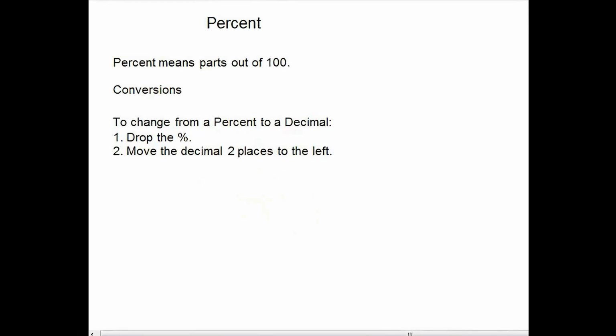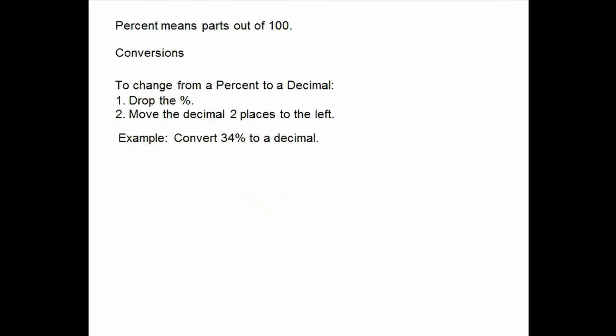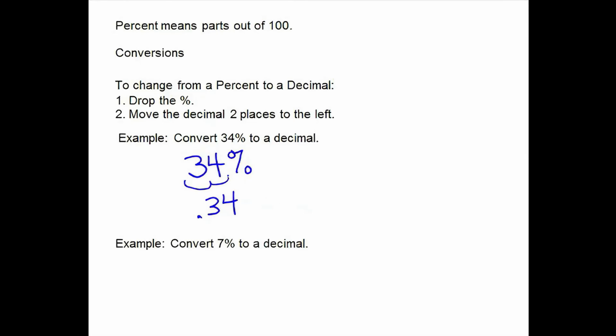Next, we will change from a percent to a decimal. You drop the percent and move the decimal 2 places to the left. For our next example, we will convert 34% to a decimal. So we're going to drop our percent symbol. Let me write it bigger. That's what we have. So we'll drop the percent symbol off and move the decimal 2 places to the left. If you don't see the decimal, remember it's at the end. So we will have 0.34.